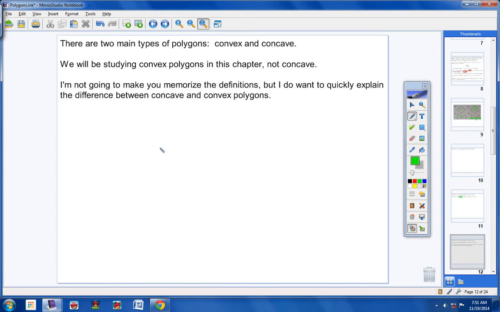Here we go. Now, here is a convex polygon. Something like that, okay? Here's the vertices. Here is a concave. Now, it's real easy to remember, guys. It's so easy to remember.